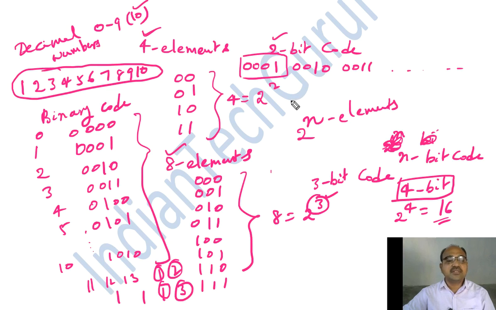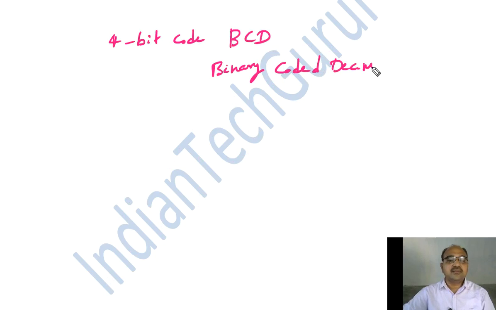So what we are going to do is use a 4-bit code. This 4-bit code is called BCD, binary coded decimal. Don't be confused. The concept we have seen previously and this concept are different.